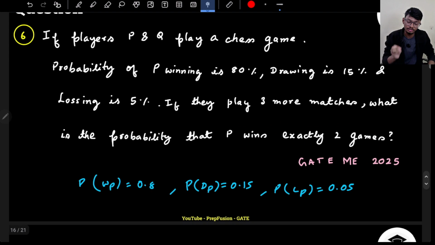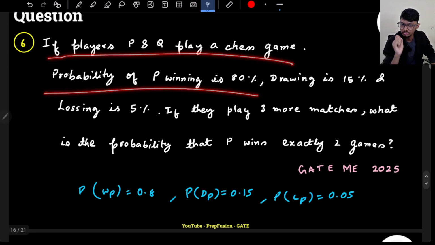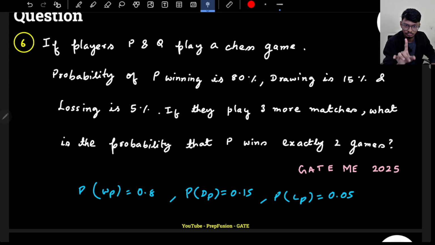If players P and Q play a chess game, that means they are playing the chess game once at the starting. Then the question is telling me that they play 3 more matches. If they play 3 more matches, then what is the total number of matches they have played? 4. Okay, so just keep this in mind. The total number of matches they have played is 4.